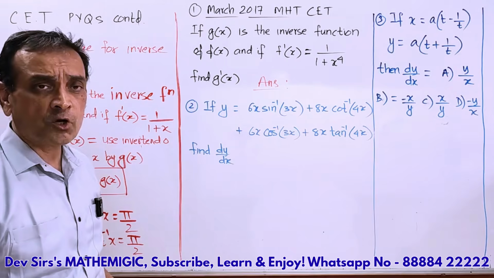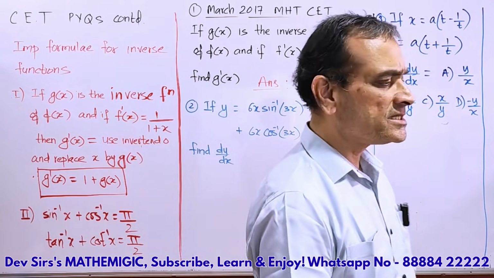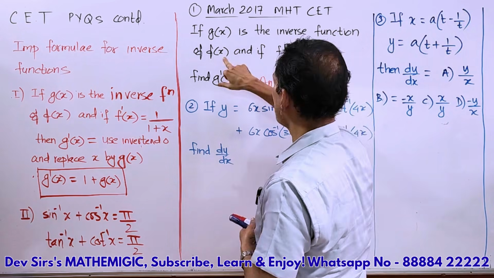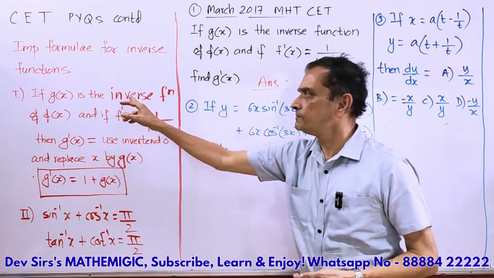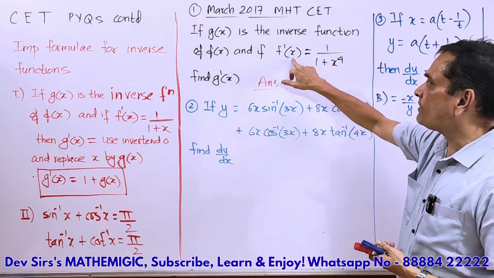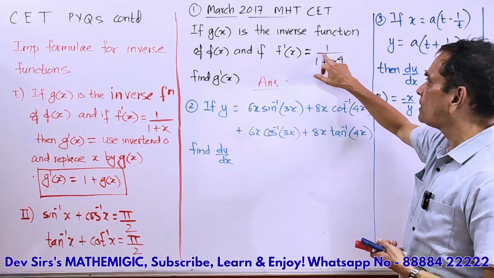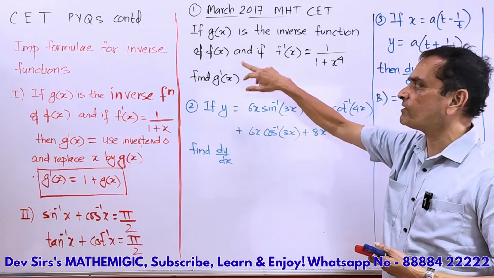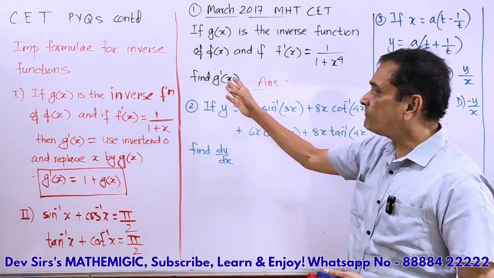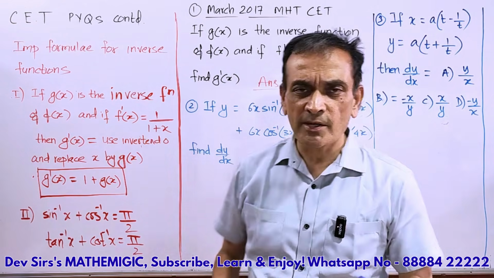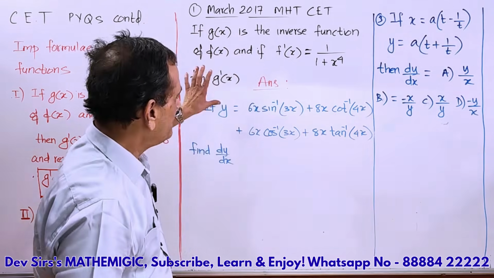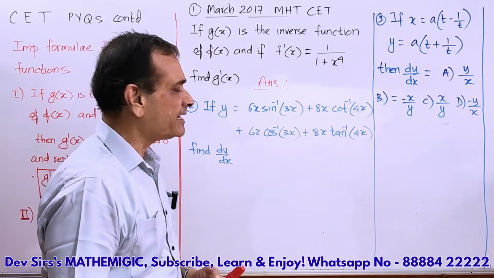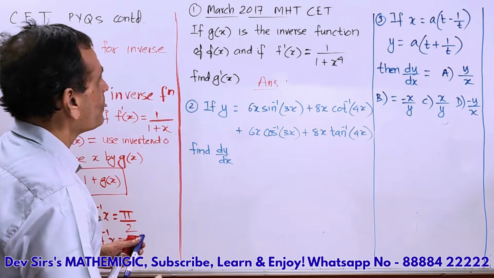So 2017 PYQ MHT CET. If gx is the inverse function of fx, like this, and if f dash x is equal to 1 upon 1 plus x raised to 4, that is, derivative of fx is given, then find g dash x. I have not mentioned the four options here because the answer is only in one step. No need to write all the options. Directly we write the answer.